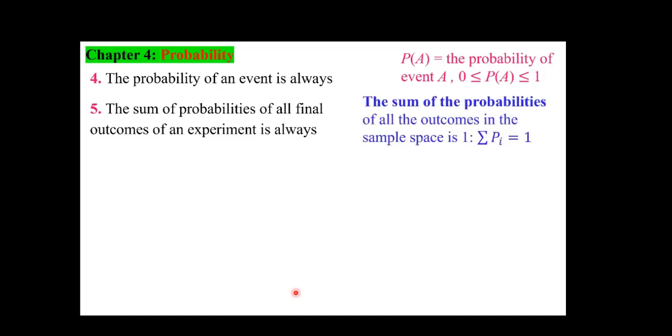The probability of an event is always between 0 and 1, and it can include both 0 as well as 1. And the sum of the probabilities must be 1. What I want to explain about this: the only time it may not be 1, but extremely close to 1, would be due to round-off error.